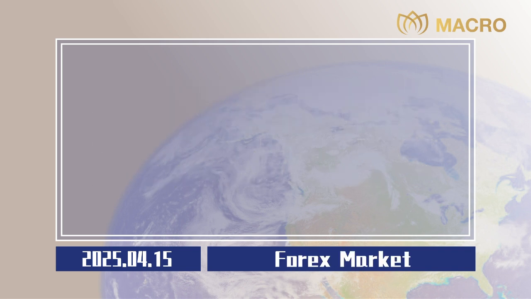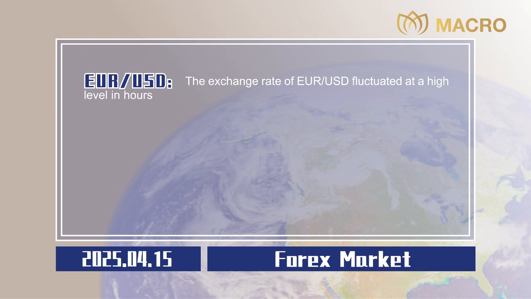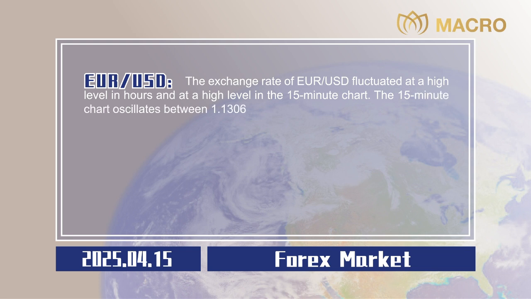Forex market. Euro to US dollar. The exchange rate of euro to US dollar fluctuated at a high level on the hourly chart and at a high level in the 15-minute chart. The 15-minute chart oscillates between 1.1306 and 1.1369. Operationally, you can sell at a high price and buy at a low price in this interval.